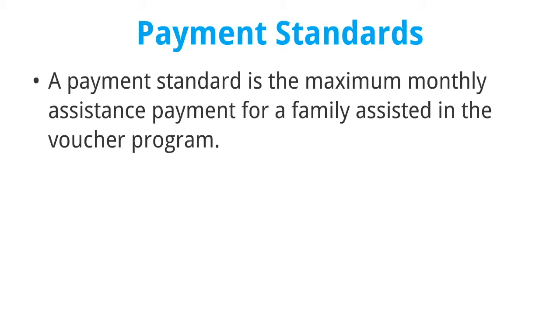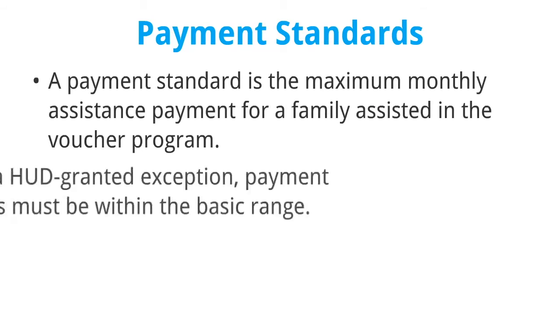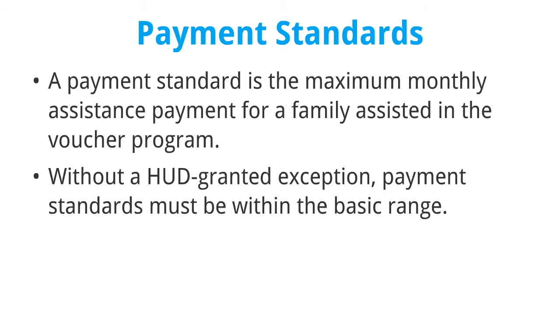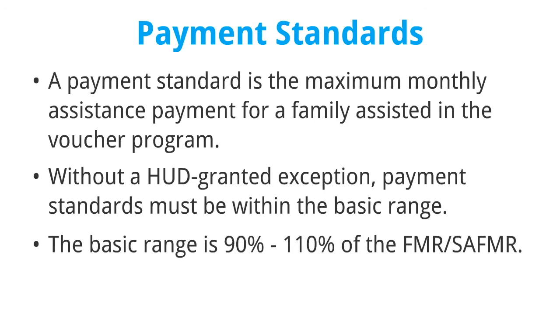Similar to FMRs, unless a PHA has notified HUD of an exception, payment standards must be within the basic range of 90% to 110% of the small area FMR for each FMR area within its jurisdiction. This 90 to 110% range allows PHAs to account for local market conditions when adjusting payment standards.